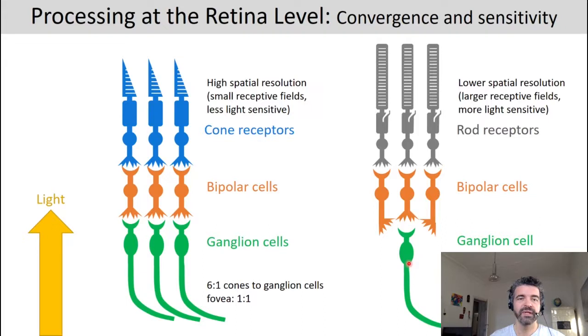So, in sum, the higher the convergence is, for example, for these here, the lower the spatial resolution and the higher the sensitivity. If the convergence is low, we have a high spatial resolution but a low sensitivity.